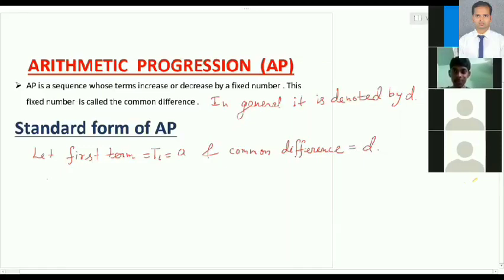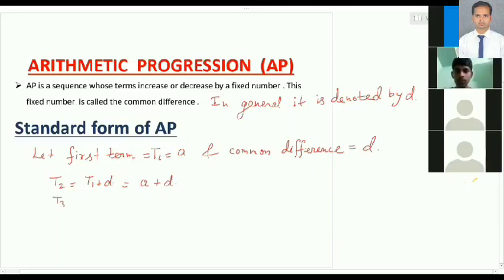Then what will be the second term? According to our definition, the term will increase or decrease by the fixed number, the common difference. It means t2 will be equal to t1 plus d. If you increase the first term by common difference d, you will get t2. Then what is the t1 value? A plus d. It means the t2 value will be a plus d.